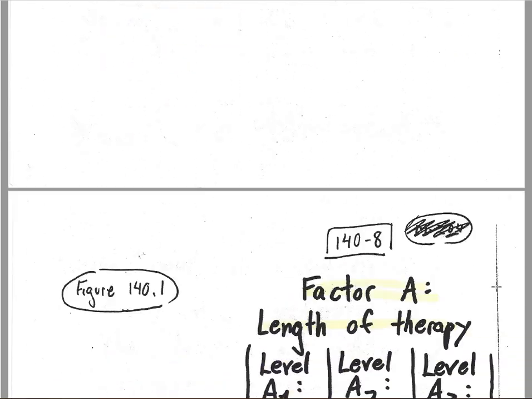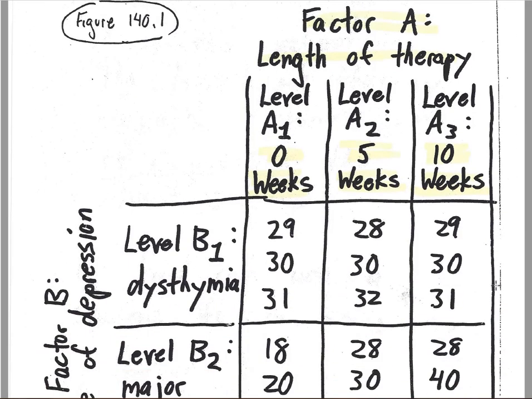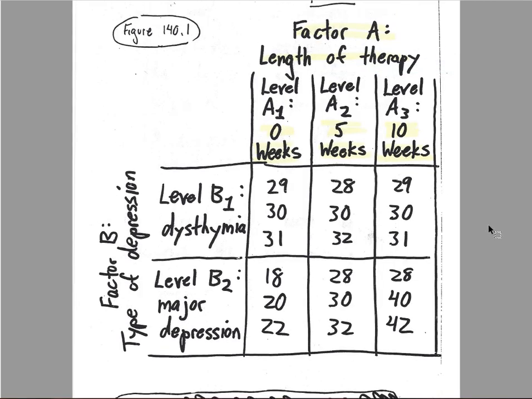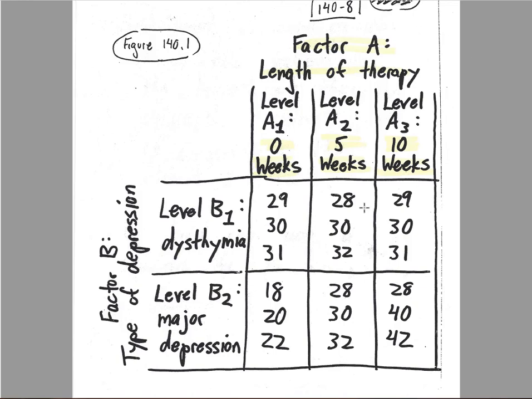Here's a table that illustrates our factorial design and also provides scores on the dependent variable. Let's shrink the page down so we can get the whole thing in. You'll see me refer to this table many times as I go through this lecture. For the moment, pretend that there is nothing over on this side of the table. For the moment, pretend there is no factor B, type of depression. We'll talk about that later. For now, let's pretend the only factor in the investigation is independent variable A, length of therapy.